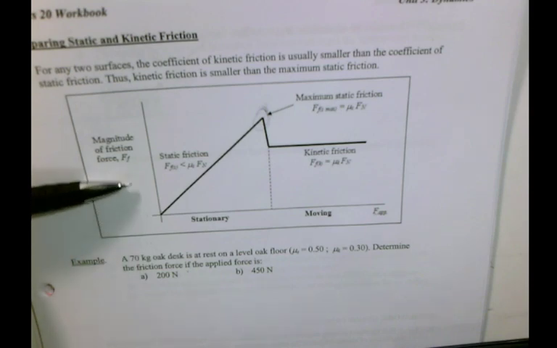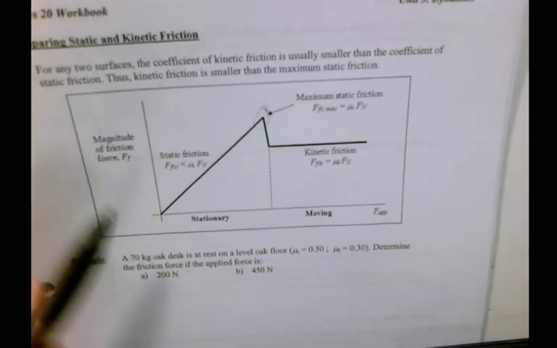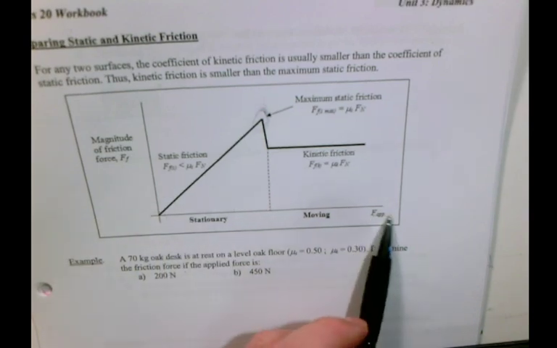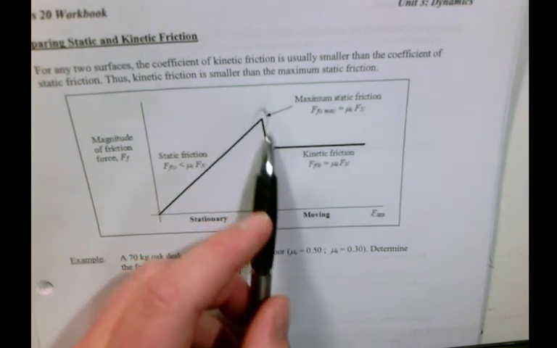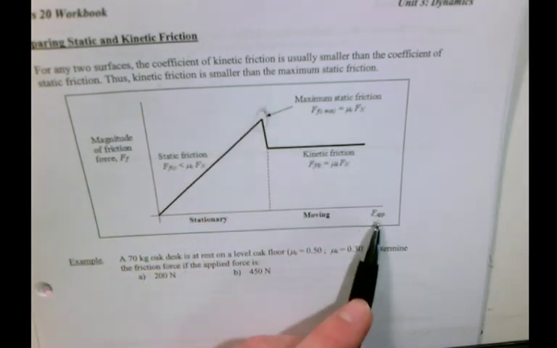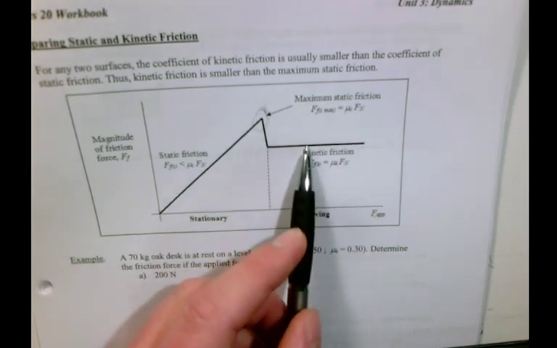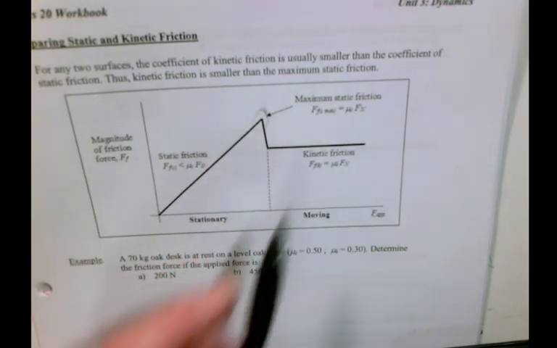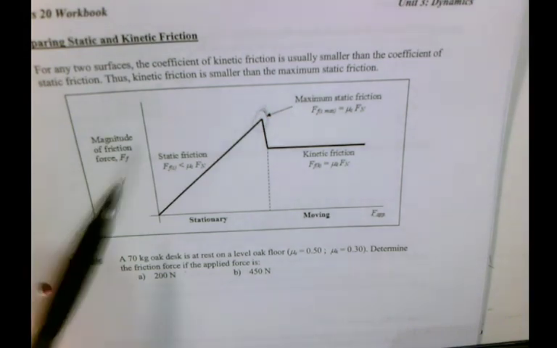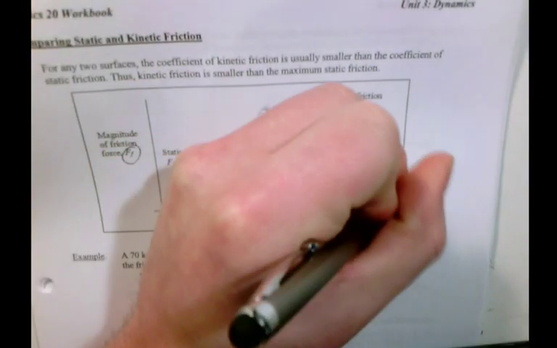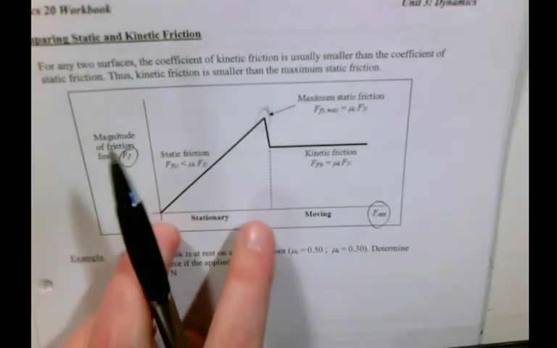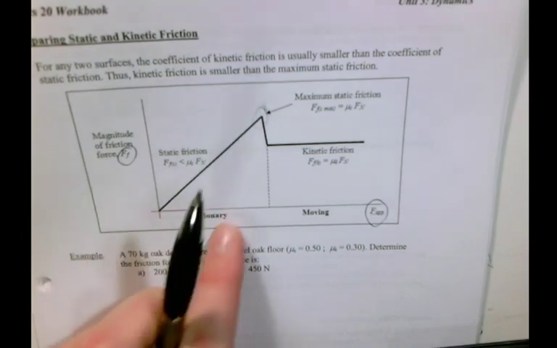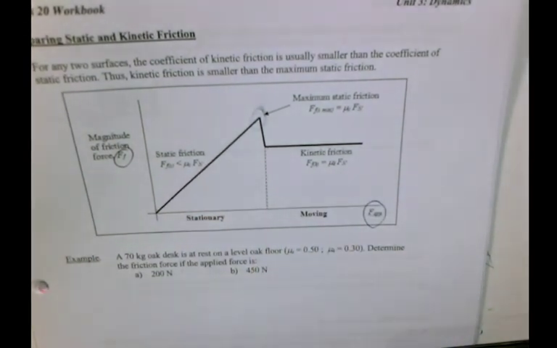So the force of friction is increasing as we're increasing our applied force until we get to our maximum static force, and then it's going to drop down, and it doesn't matter what applied force we have now, we'll have a constant friction force with our kinetic friction, right? So be familiar with these axes, our y-axis and our x-axis, and the two sections where we have our static friction or our stationary object and the moving object or our kinetic friction.